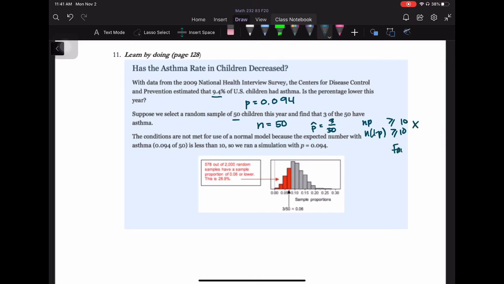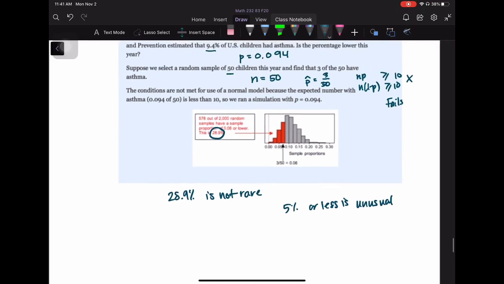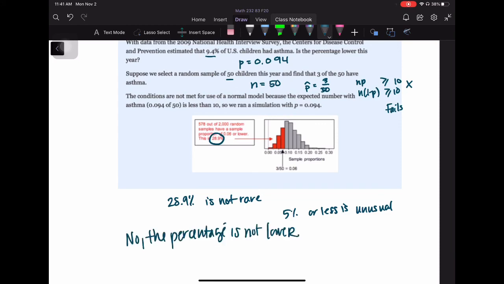That fails. And so what we've done here is we've created a simulation to see how many times we would get the same results. And we got the same results 28.9% of the time, which is not rare. Again, 5% is our barometer. So if we found something that was less than 5%, we would say, yes, it's rare. But 28% is not rare. 5% or less is unusual. So we would say, no, the percentage is not lower. And that's all I have for you.